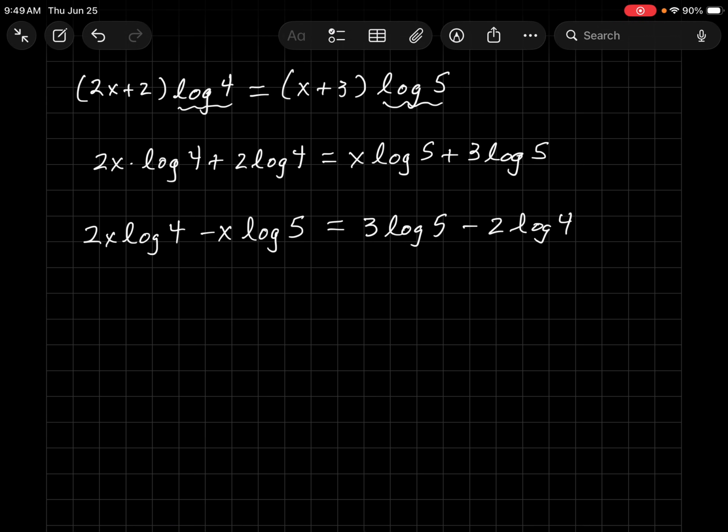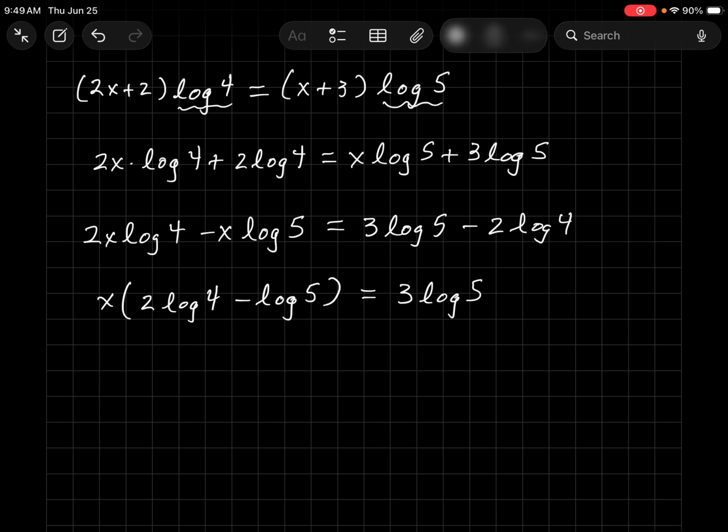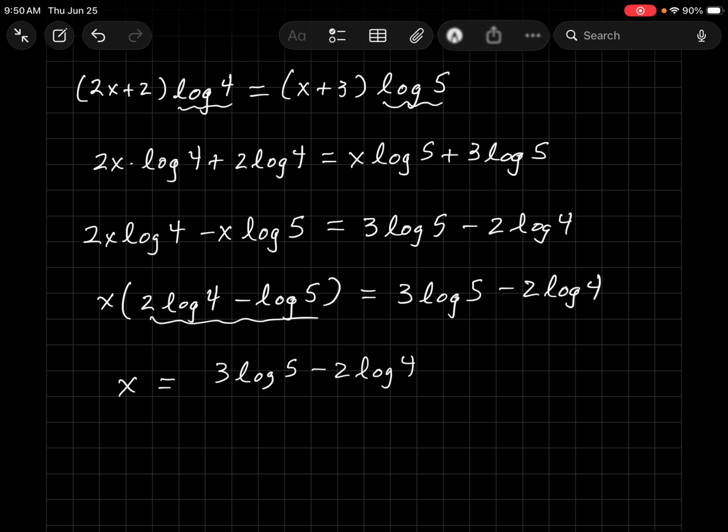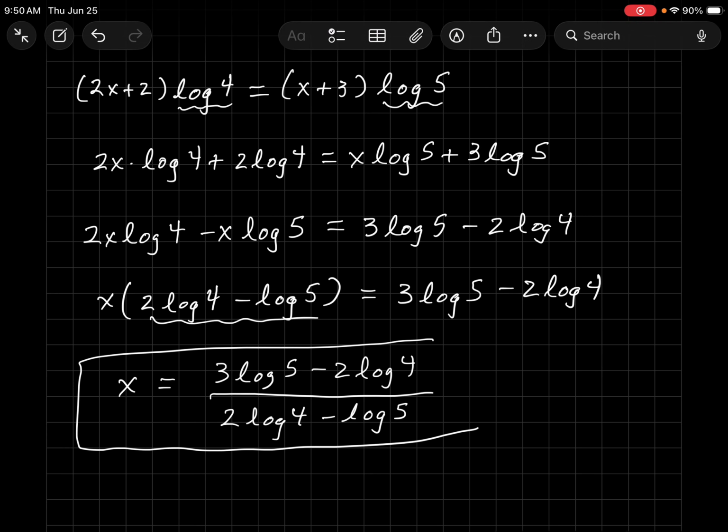I'm now going to factor out an x on the left. So I have x times 2 log 4 minus log 5 equals, and the right side can stay if you wanted to, 3 log 5 minus 2 log 4. And final step, divide by this expression to isolate the x, giving us x equals 3 log 5 minus 2 log 4 all over 2 log 4 minus the log of 5. And that will be our final answer.